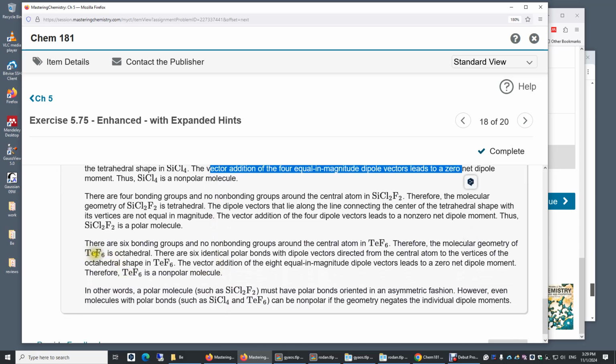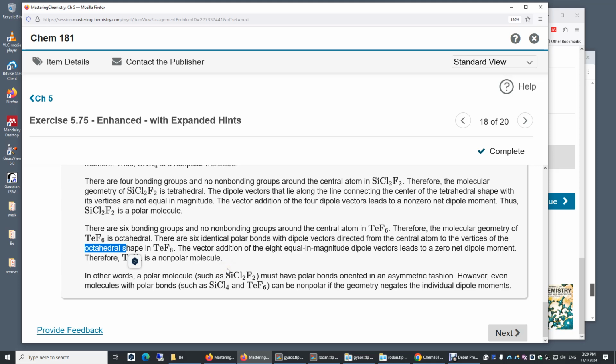This TeF6, tellurium hexafluoride, it's octahedral, so the bond polarities cancel. Alright, so you have a bond pointing up, another pointing down, they cancel. One pointing to the left, one pointing to the right, they cancel. One pointing to the front, one pointing to the back, they also cancel.